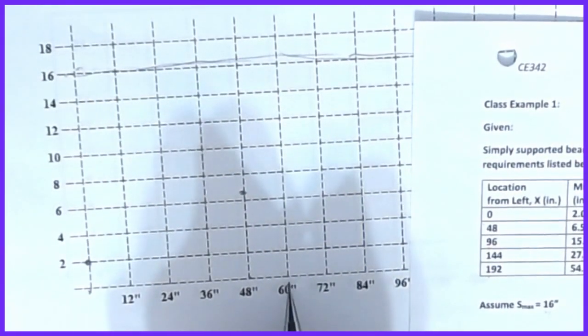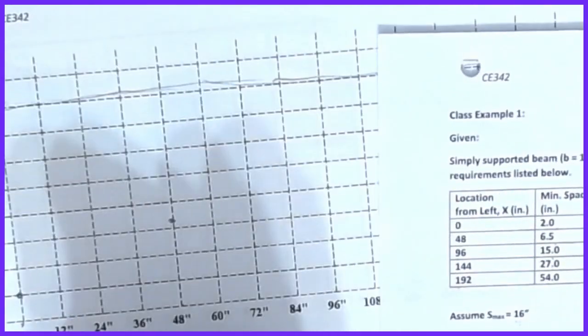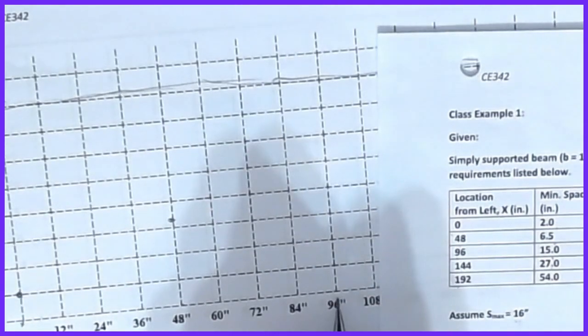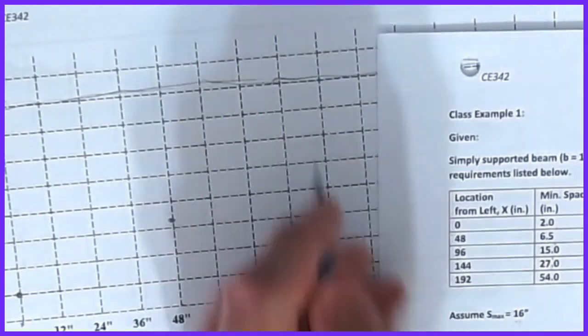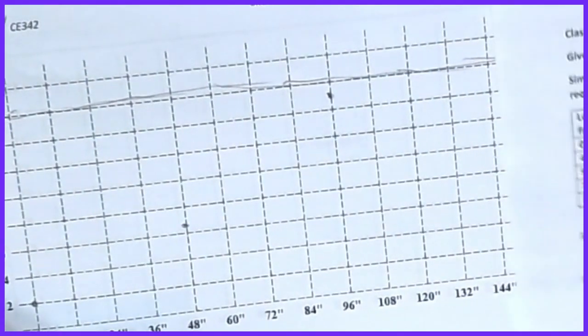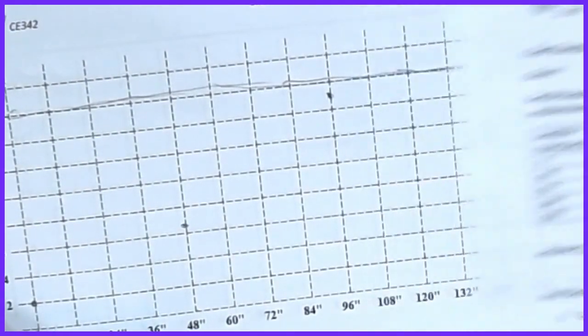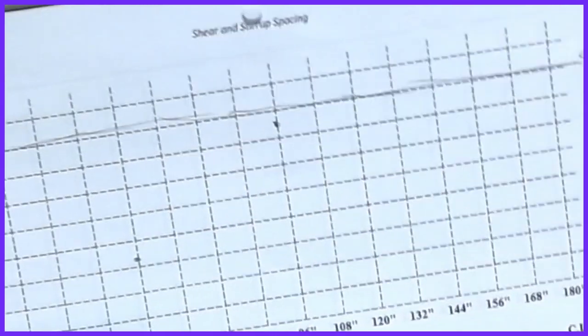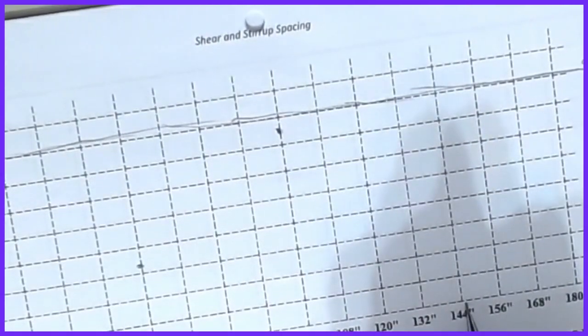And then at 96, I'll do one more to get this on here, it jumps up to 15. So we're almost at our maximum limit, but not quite. And then our last one is 144 at 27. So at 27, here's my 144 line. We're now way up there somewhere.